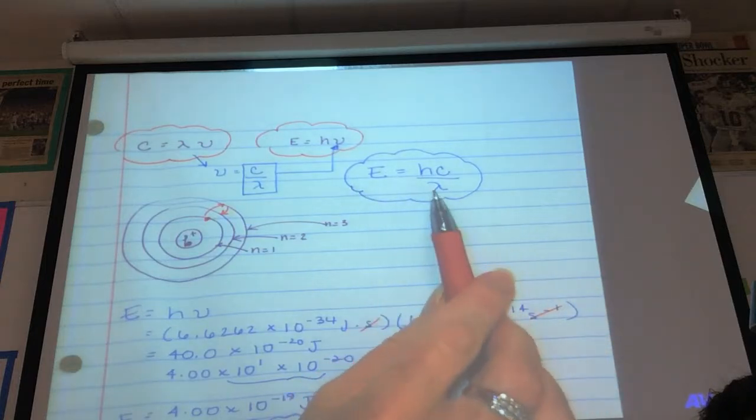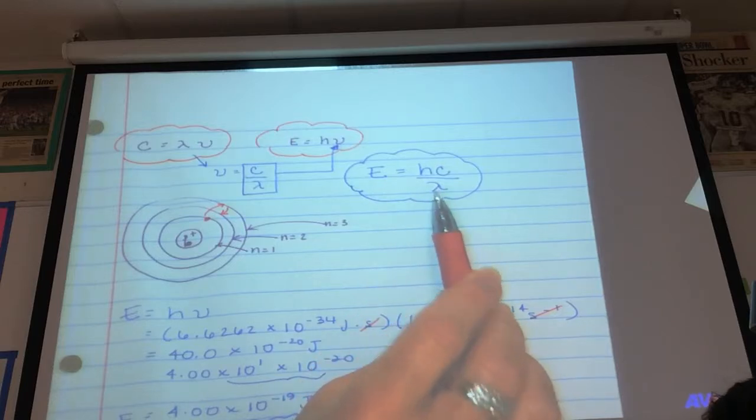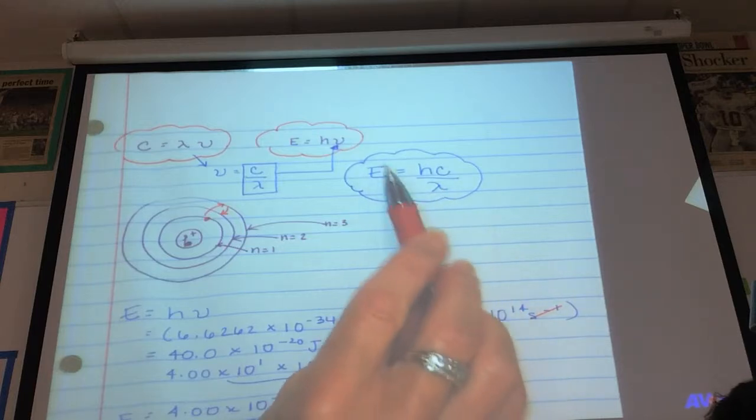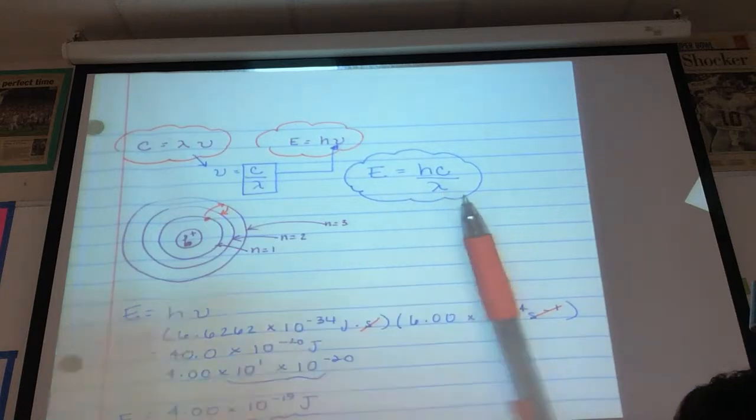So this is a formula that shows you the inverse relationship between energy and wavelength, the same way you saw it with hydrogen's line emission spectra. The greater the energy, the smaller the wavelength.